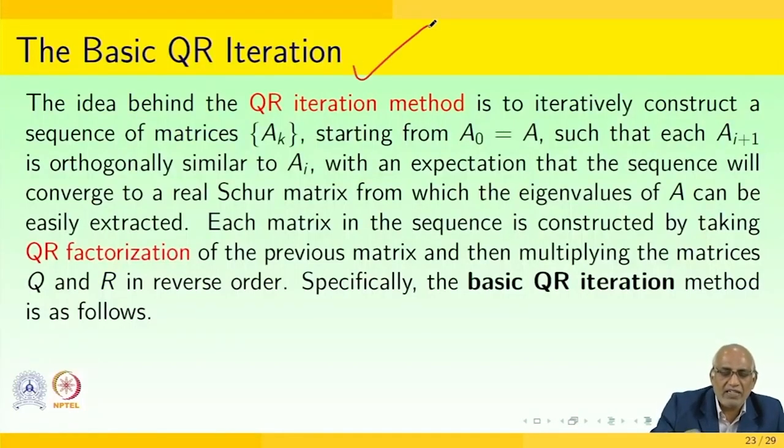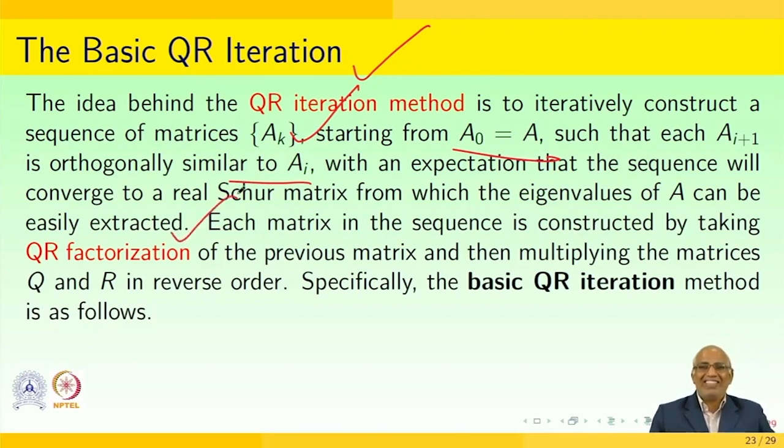So the idea behind the basic QR iteration method is to iteratively construct a sequence of matrices A_k, starting from A_0 equal to A, such that each A_(i+1) is orthogonally similar to A, with the expectation that the sequence will converge to a real Schur form from which the eigenvalues of A can be easily extracted. Each matrix in the sequence is constructed by taking the QR factorization of the previous matrix, and then multiplying the matrices Q and R in reverse order. Specifically, the basic QR method can be demonstrated as follows.